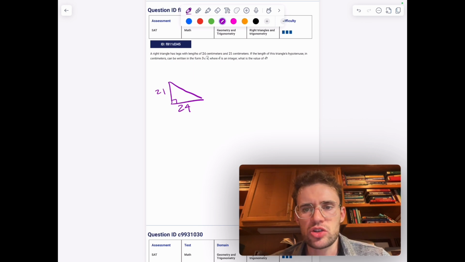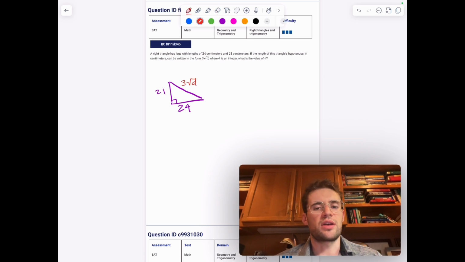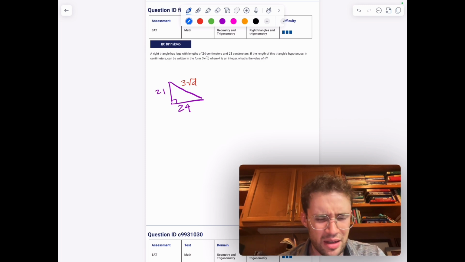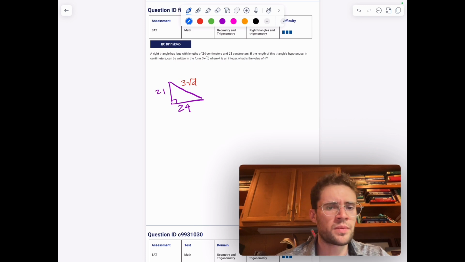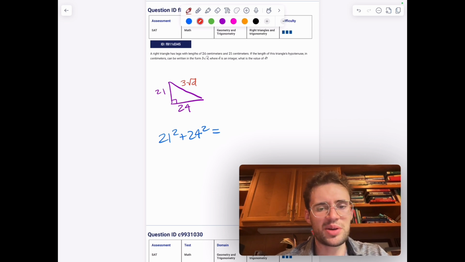If the length of this triangle's hypotenuse in centimeters can be written in the form 3 times the square root of D, so we'll say this is 3 root D up here, where D is an integer, what is the value of D? All right, so this one I'm just going to do the Pythagorean Theorem. Again, it's not, to my knowledge, a special right triangle or a Pythagorean triple. So we'll do 21 squared plus 24 squared equals, I guess we could write it in this form, 3 root D squared.